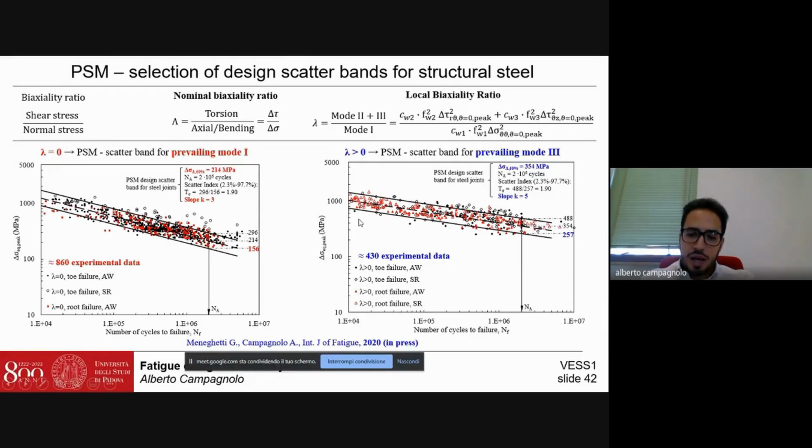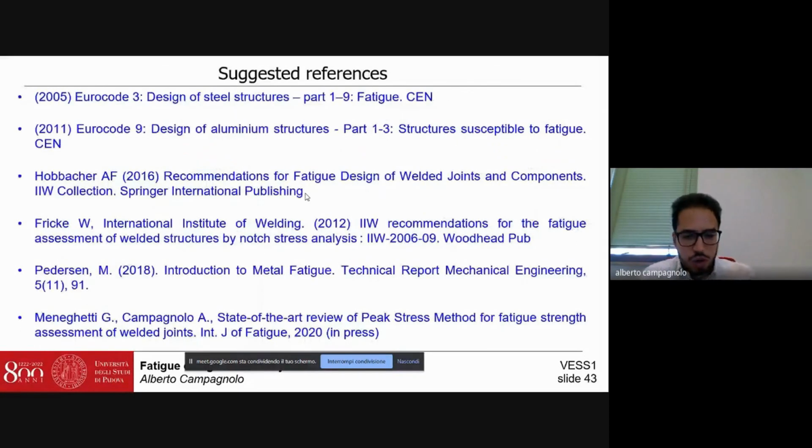More details about this approach are available in a recent publication by Meneghetti and me in the International Journal of Fatigue this year. It is an in-press publication. With this, I have concluded.